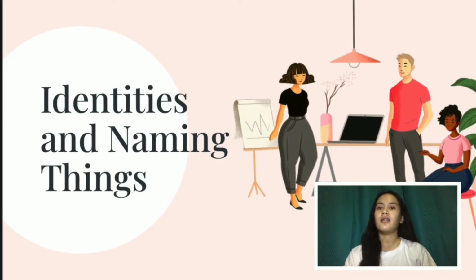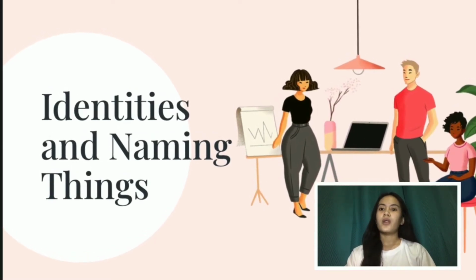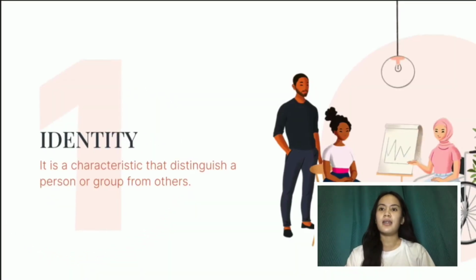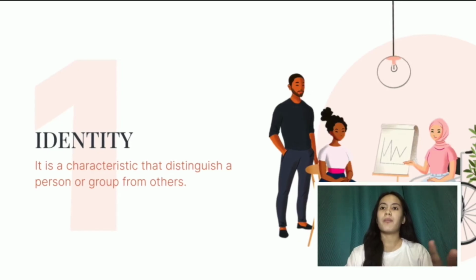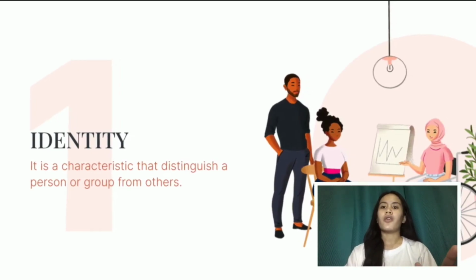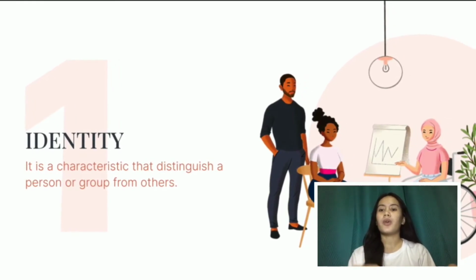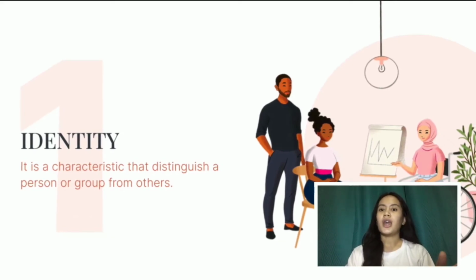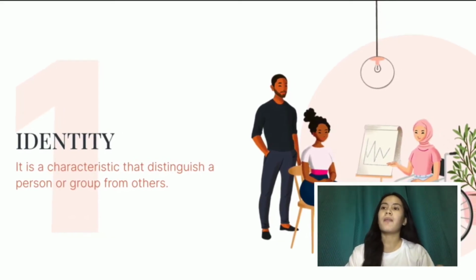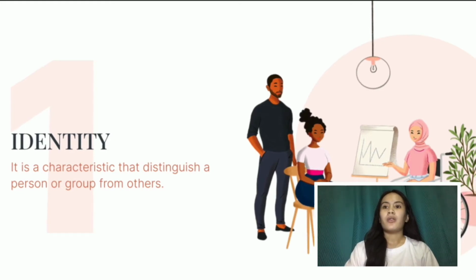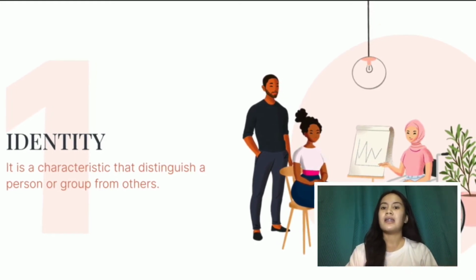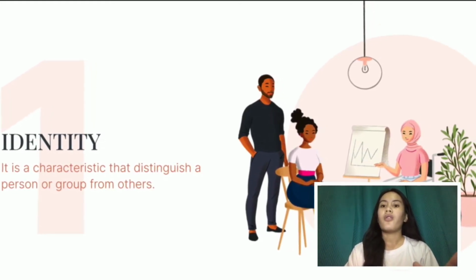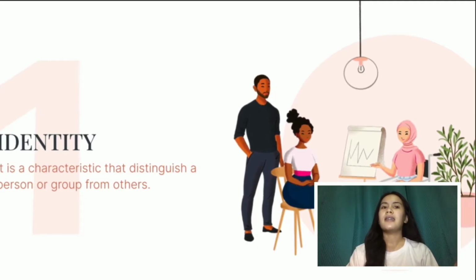Now we're going to discuss identities and naming things. But first, what is identity? Identity is a characteristic that distinguishes a person or a group from others. This is basically a descriptor that gives others a chance to have quick judgments or assumptions about us. This identity separates us from others and gives us a sense of uniqueness.